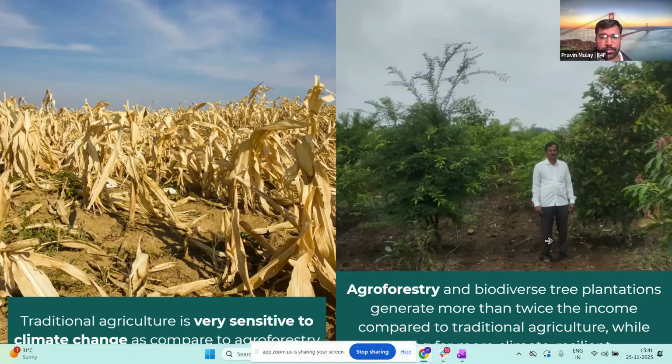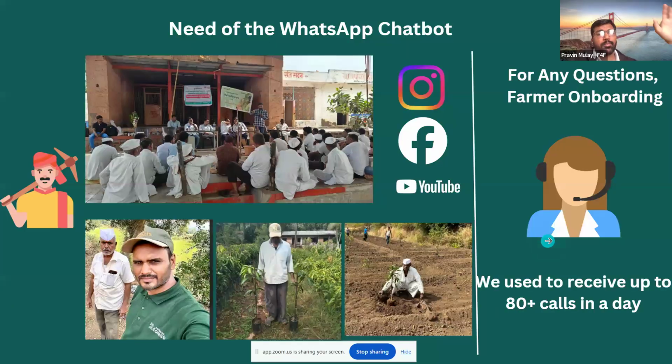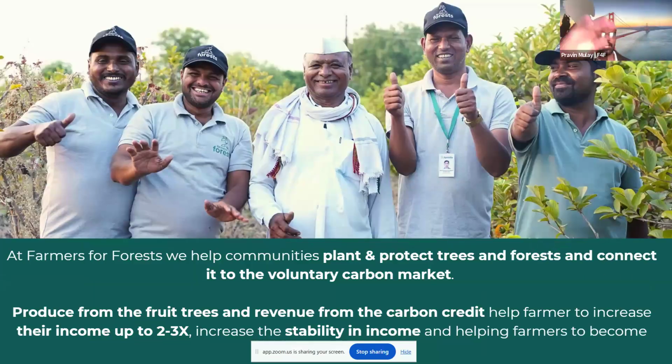At Farmers for Forest, we are working with the communities to plant the trees, protect them, and connect this to the carbon market. We are using AI-based drone technology for effective monitoring of this plantation. This is helping to increase the transparency in the carbon market. As a result, with produce from the fruit trees and revenue from the carbon credits, farmers are able to increase their income up to 2 to 3 times. This income is quite stable compared to the previous income. So this is helping farmers to become climate resilient.